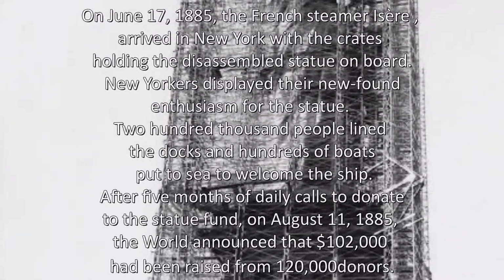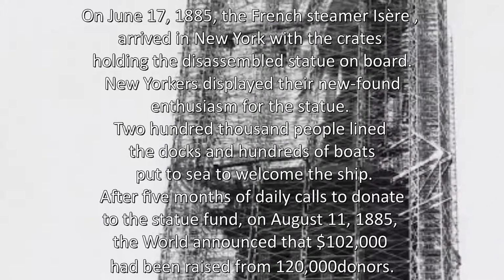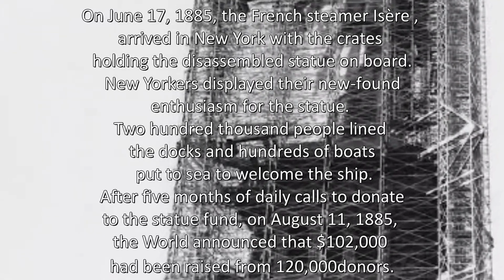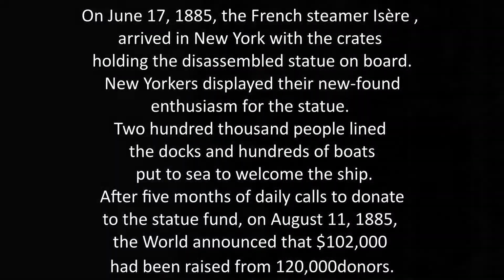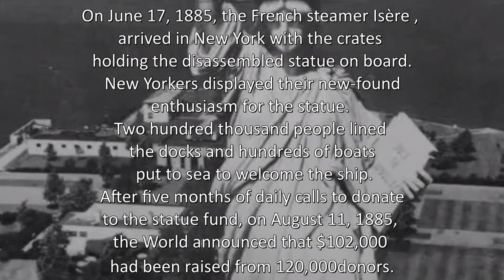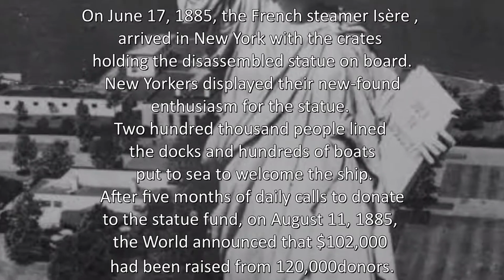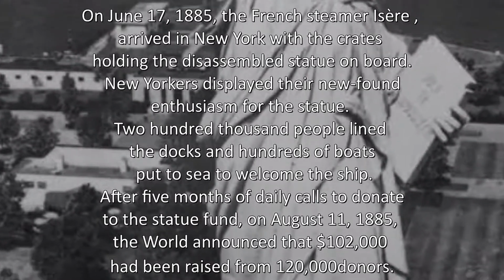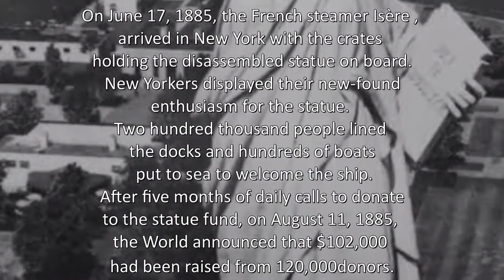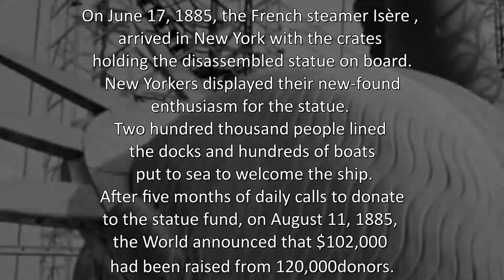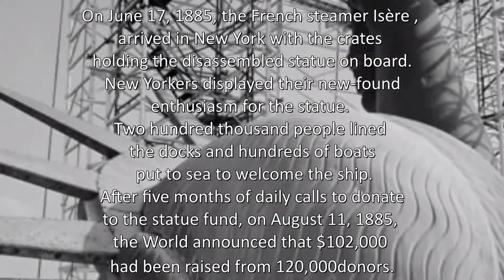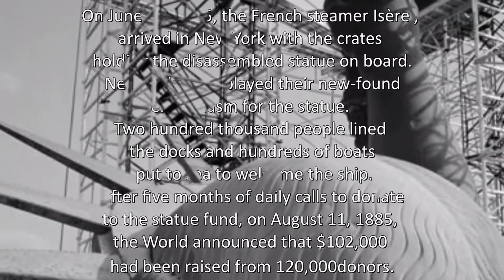On June 17, 1885, the French steamer Isère arrived in New York with the crates holding the disassembled statue on board. New Yorkers displayed their newfound enthusiasm for the statue. 200,000 people lined the docks and hundreds of boats put to sea to welcome the ship. After 5 months of daily calls to donate to the statue fund, on August 11, 1885, the World announced that $102,000 had been raised from 120,000 donors.